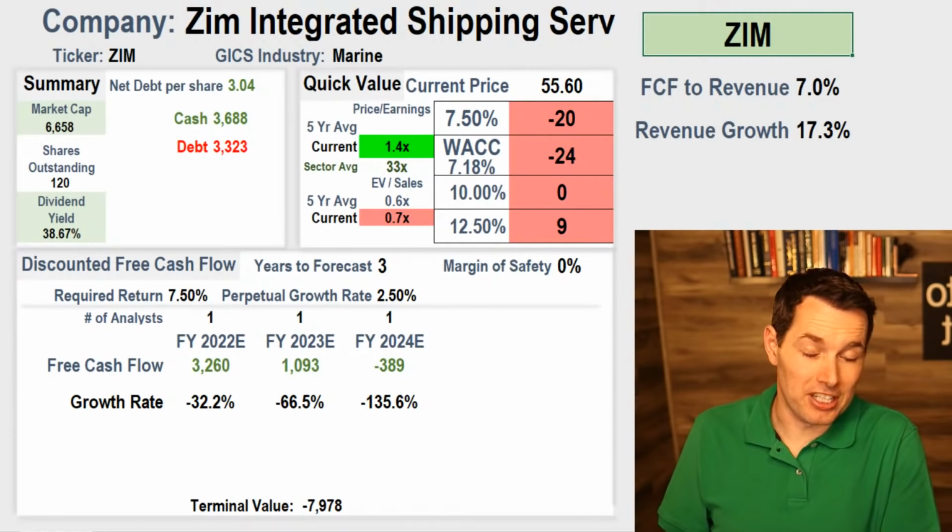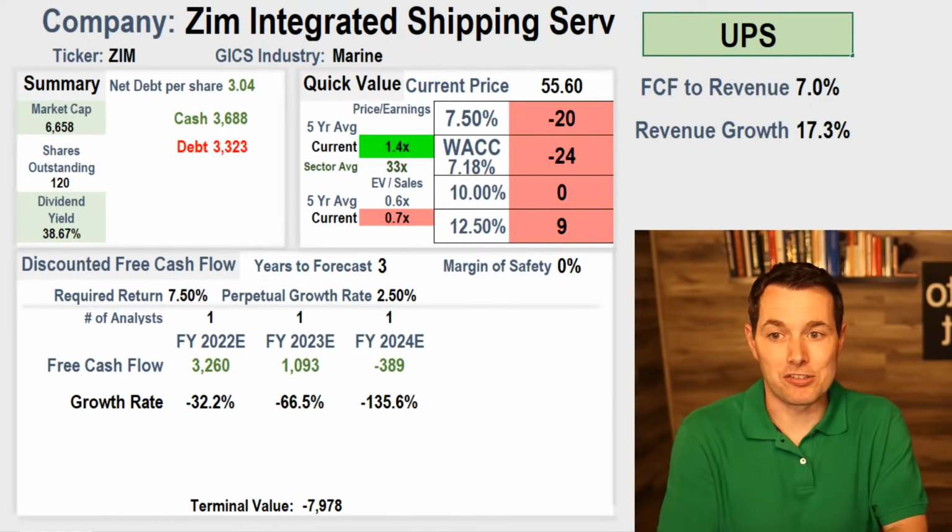38% dividend yield is suspiciously high, too. Just pointing that out. That's on the left side of the screen there.